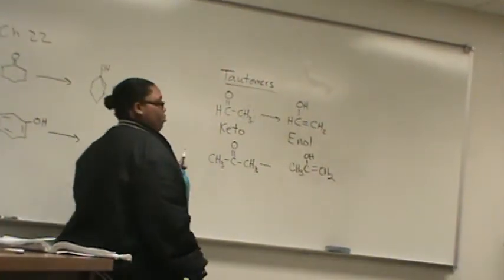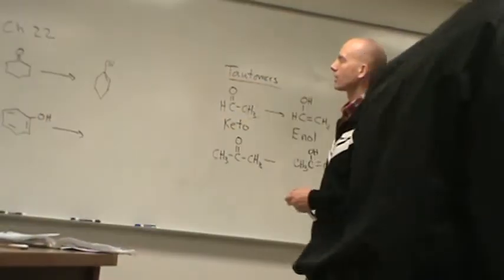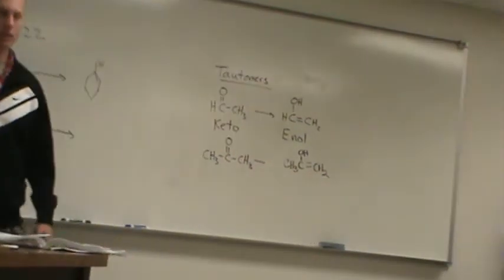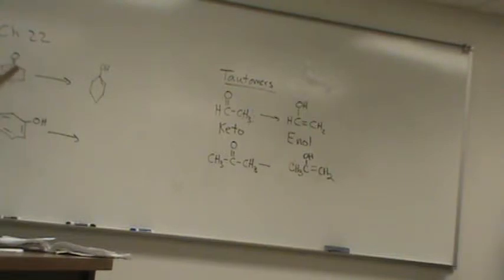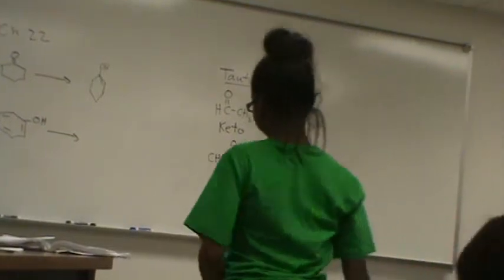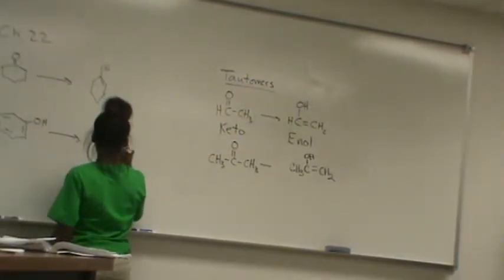Yeah, isn't that easy? All right, so the same thing again. You have two alpha carbons, so I can draw the double bond on either side. She chose the right side, and then makes that the OH. Any questions on that? Okay, so this time we're going the other way. Let's see what she draws.